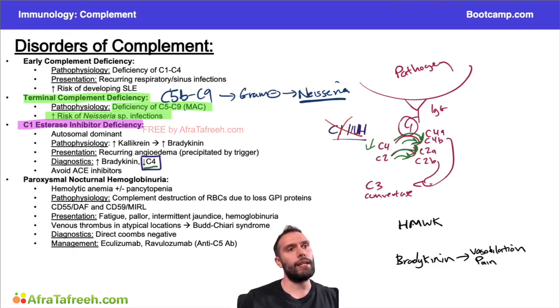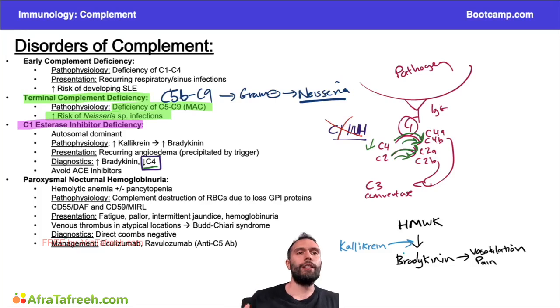Okay, I'm just going to write it HMWK, sometimes written as kininogen, but we'll just write it as high molecular weight kininogen can form bradykinin. And what causes high molecular weight kininogen to form bradykinin? That would be kallikrein. So kallikrein will help stimulate the conversion of high molecular weight kininogen to bradykinin, and then bradykinin causing vasodilation and pain.